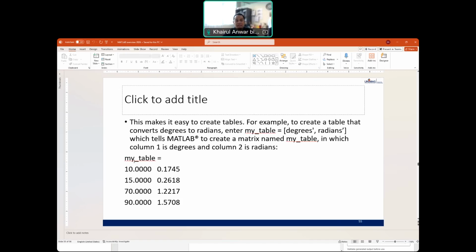So this makes it easy to create a table. For example, to create a table that converts degrees to radians, enter my table equal to degrees transposed and radians transposed, which gives MATLAB a matrix, my table, in which column 1 is degrees and column 2 is radians.